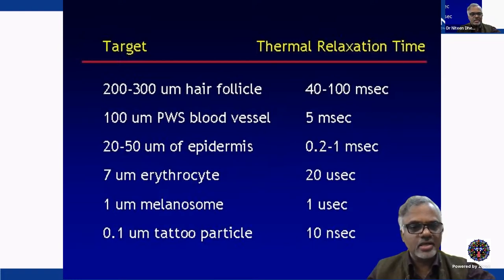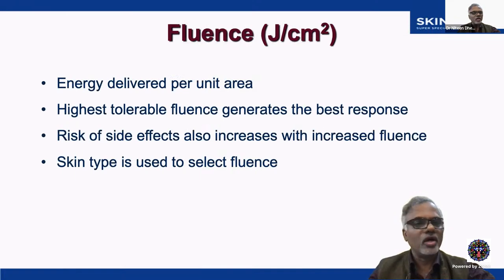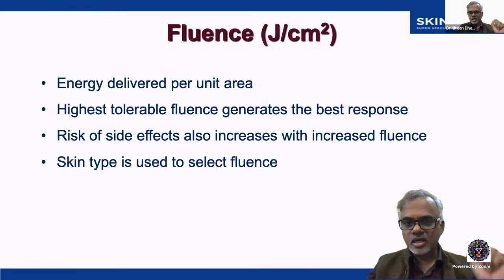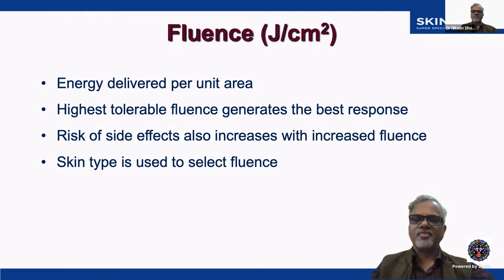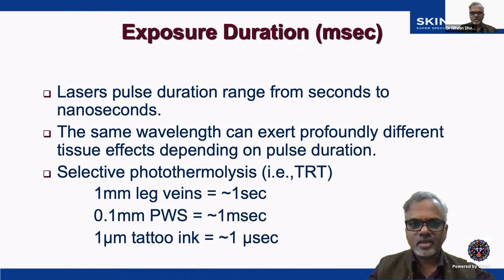So you can see the tattoo particle will require nanoseconds, while the epidermis will require microseconds. RBC will require microseconds, and the hair follicle will require milliseconds. Next, the fluence: energy delivered per unit area. The highest tolerable fluence generates the best response. The risk of side effects also increases with increased fluence. Skin type is used to select the fluence.